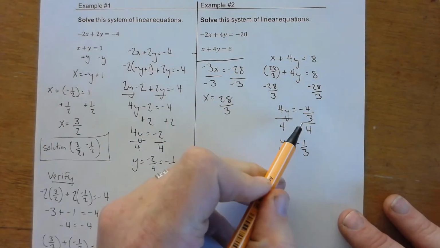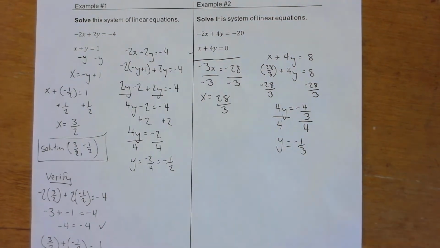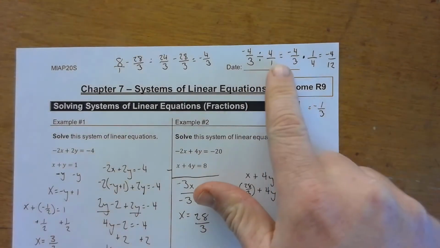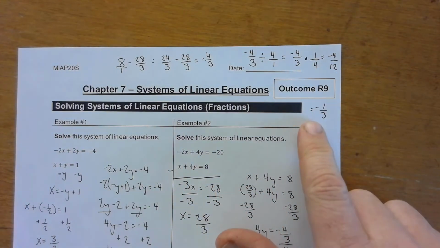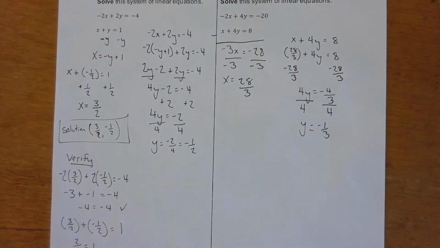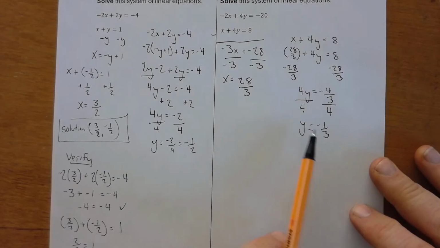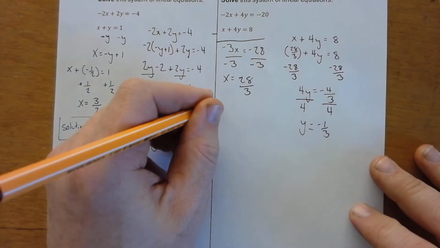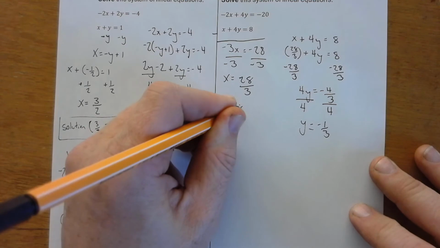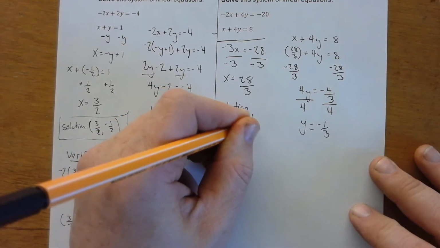Again, I used a scrap piece of paper to do that, negative 4 thirds divided by 4, where I have a little bit of extra space in order to actually write it out and do it properly. Okay, so now I have y is negative 1/3 and x is 28 thirds, so my solution is 28 thirds and negative 1/3.